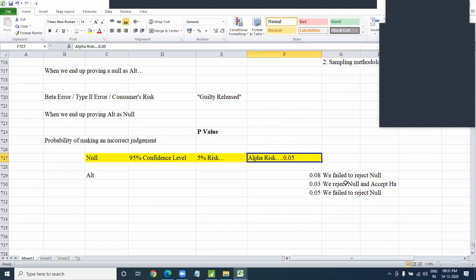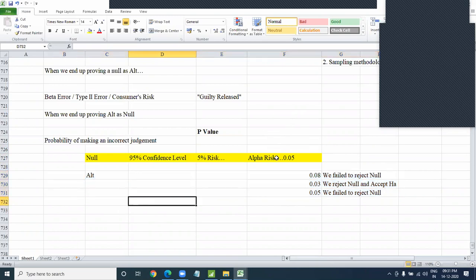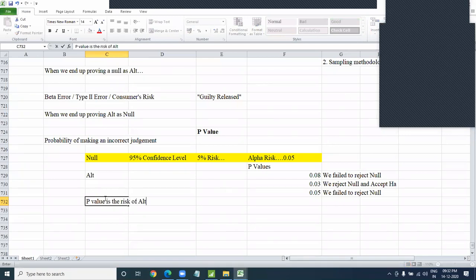The bottom line, if you summarize this, what is this risk we are talking about? This is the risk of alternate, because the risk of null is already known to me. All I'm trying to find is the risk of alternate, and I'm taking a decision. What is this risk? This is nothing other than p-values. Technically, the p-value is nothing other than the risk of alternate. It helps you understand the risk in going with alternate.